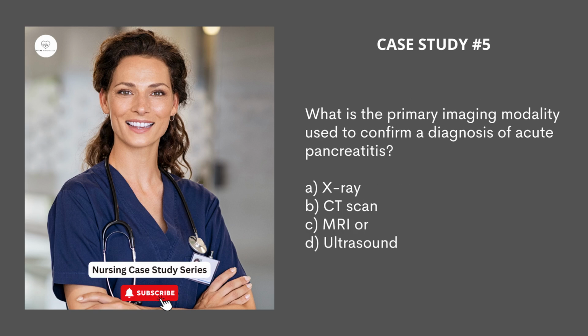What is the primary imaging modality used to confirm a diagnosis of acute pancreatitis? Is it A, X-ray, B, CT scan, C, MRI, or D, ultrasound? And the answer is B, CT scan. A CT scan is the most accurate imaging modality to confirm acute pancreatitis and assess complications.